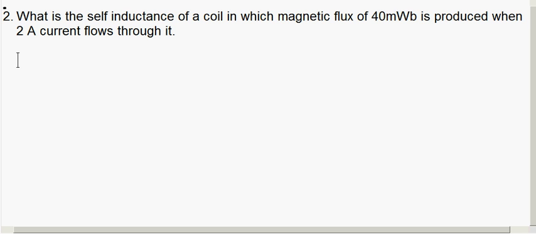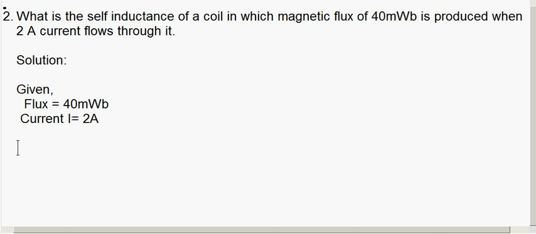What is the self-inductance of a coil in which magnetic flux of 40 milliweber is produced when 2 ampere current flows through it? Now first write what are the given quantities. Here given flux phi is 40 milliweber. Current I is 2 ampere.